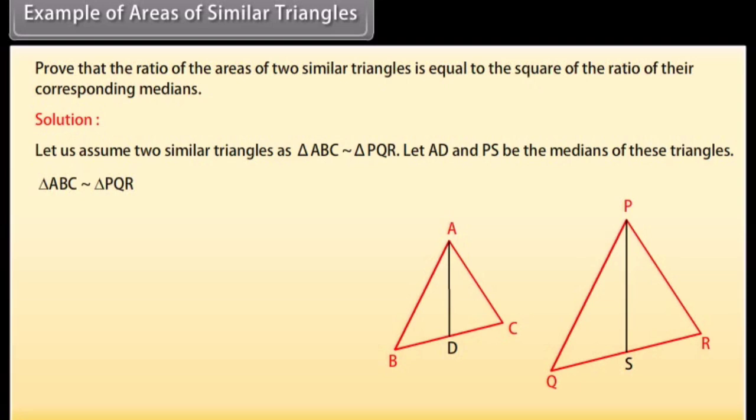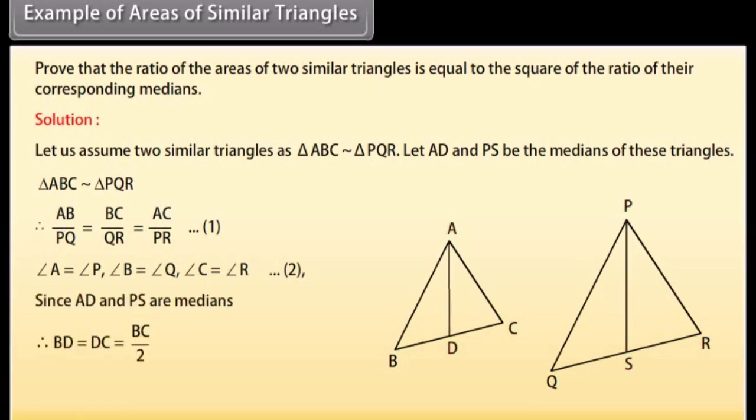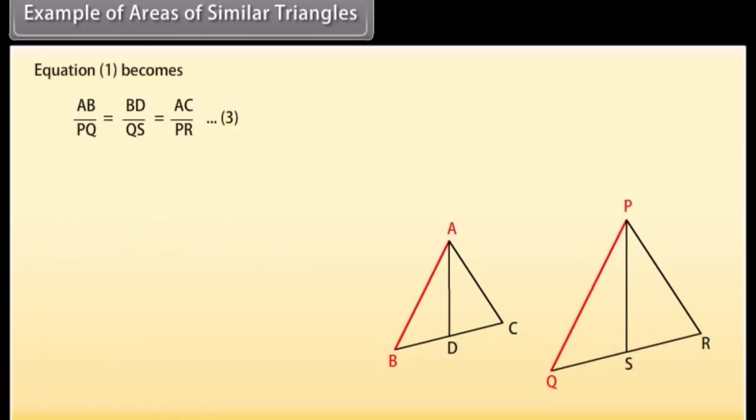Because triangle ABC is similar to triangle PQR, therefore AB/PQ equals BC/QR, which is equal to AC/PR. Mark it as 1. Angle A equals angle P, angle B equals angle Q, angle C equals angle R. Mark it as 2. Since AD and PS are medians, therefore BD is equal to DC, which equals BC/2, and QS is equal to SR, which equals QR/2. Equation 1 becomes AB/PQ equals BD/QS, which is equal to AC/PR, which is equation 3.